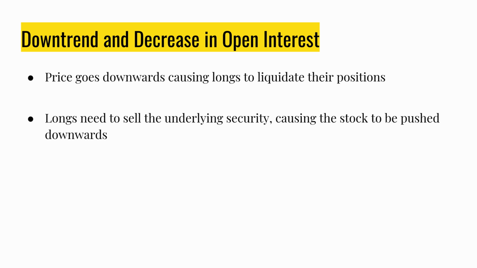Longs are forced to liquidate their position because they're on the wrong side of the trade as the underlying asset keeps falling. This causes more selling, causing the stock to even fall further than it needs to. As there's less selling pressure, the underlying asset usually rises, making this a bullish signal.